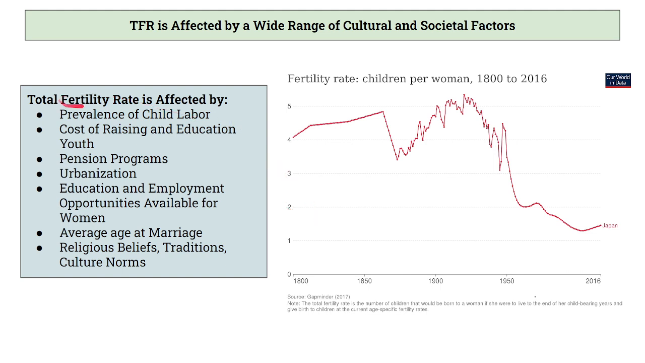So first, prevalence of child labor. If child labor is legal and you have a very agricultural-based society, every child you have is an extra pair of hands bringing in money and food for the household. So typically, poorer countries and developing countries are going to have more children to increase child labor.